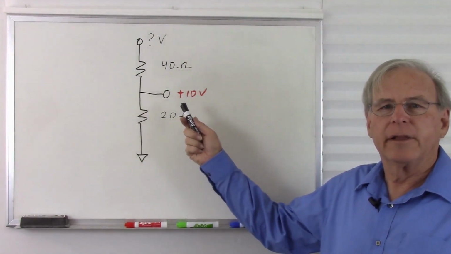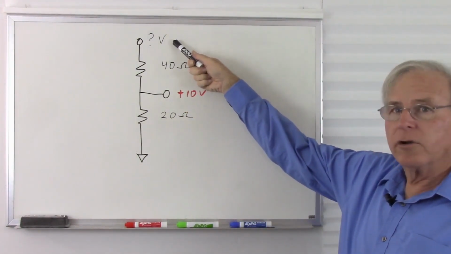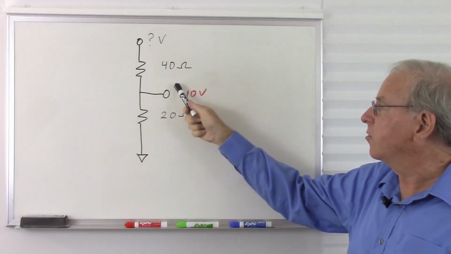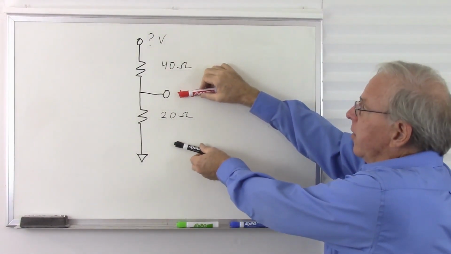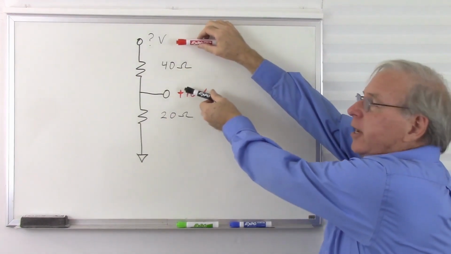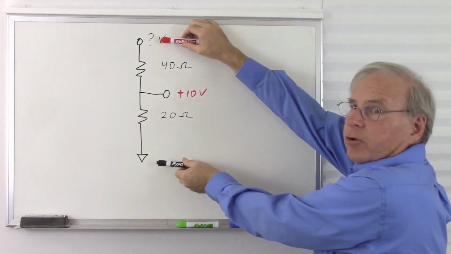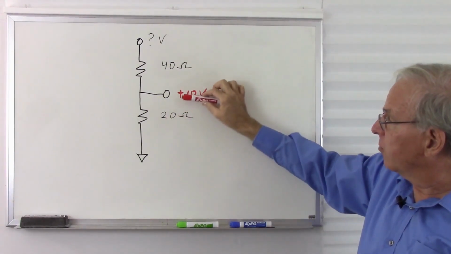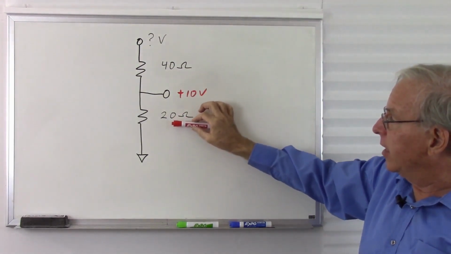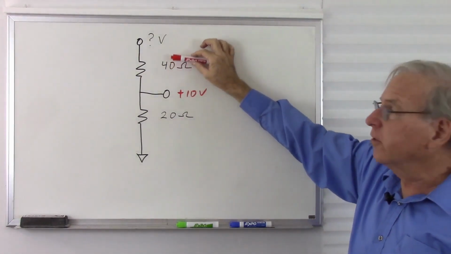Here we want to find the mystery voltage. So we don't know what this voltage is. We know that resistor and we know that voltage. So what do we have? We know there's 10 volts here and some unknown voltage here, adding up to a total voltage. So if we have 10 volts across 20 ohms, if we double the resistance, we double the voltage.